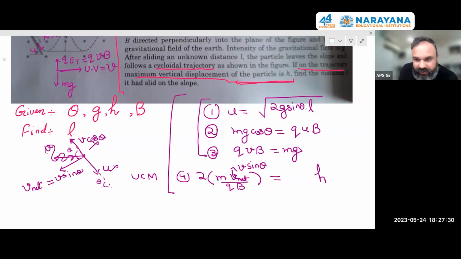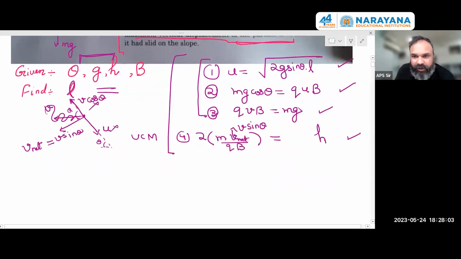Now I have these four basic equations. One I have written by energy. Secondly, I have made the normal reaction 0 here. Third, I have taken the transformed electric field, the ET term, which is balancing mg. And fourth, I have written R equal to mv upon qB. Now from these four equations, try to eliminate the q upon m term and try to find out L in terms of h and theta. In fact, if you solve carefully, B, g, all these terms also get eliminated. So let us write that expression carefully. Whatever I am doing now is just calculation on the basis of these equations.